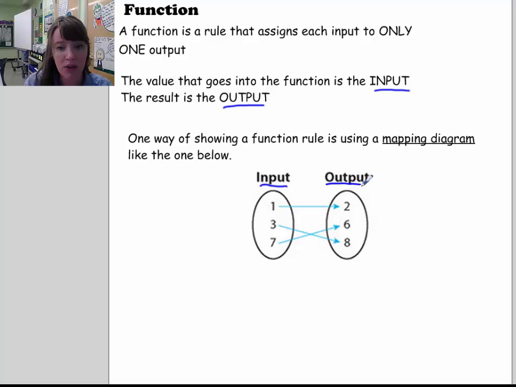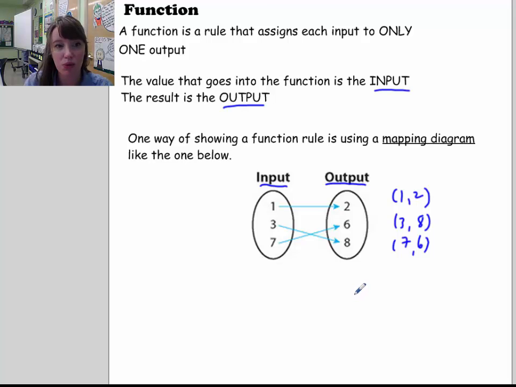So for instance, this is saying that 1 becomes 2. The input of 1 becomes the output of 2. The input of 7 becomes the output of 6. And the input of 3 becomes the output of 8. Now, we could maybe try to find an equation that relates these two things, but this is a more general idea of a function where the rule here is just defined by the arrowheads. Okay, so if I made ordered pairs here, I'd have the ordered pair 1 goes to 2, okay, 3 goes to 8, and 7 goes to 6.